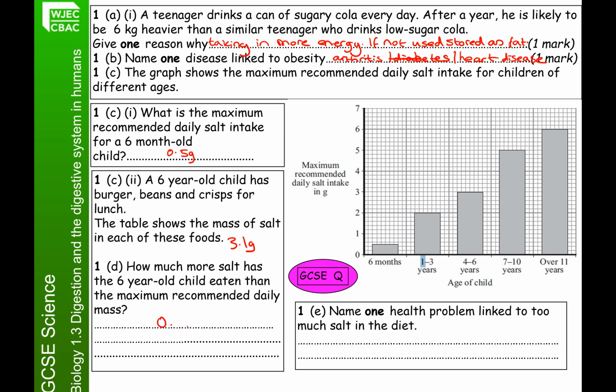They've eaten 0.1 grams more, because if you look at the graph, you can see that for a 6-year-old child, the recommended daily intake is 3 grams. So that's just one meal though. So the 6-year-old child has eaten more salt in one meal than they should be having throughout the whole of the day. Question 1E, name one health problem linked to too much salt in the diet. As I mentioned earlier, we'd be looking at high blood pressure.